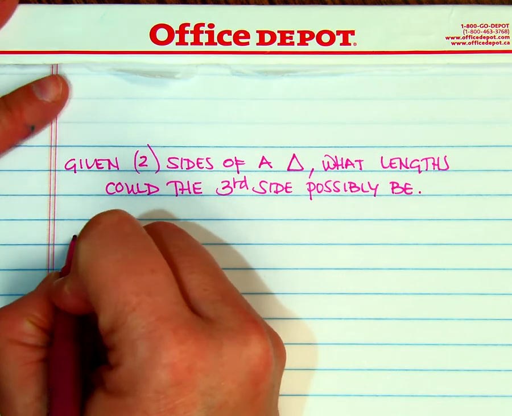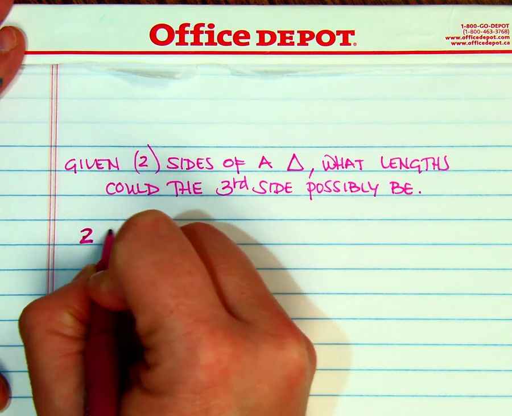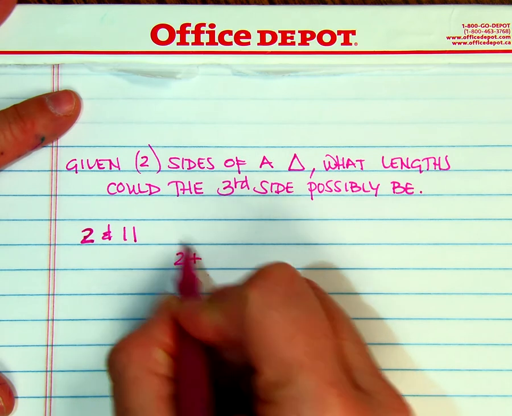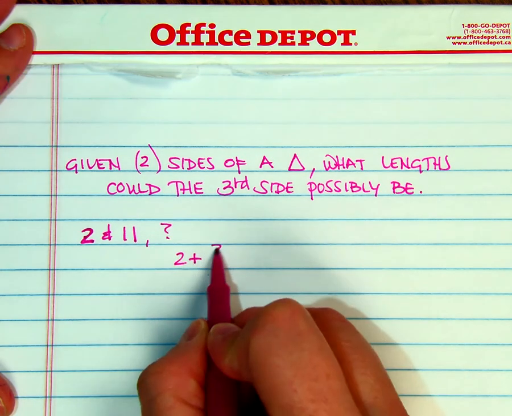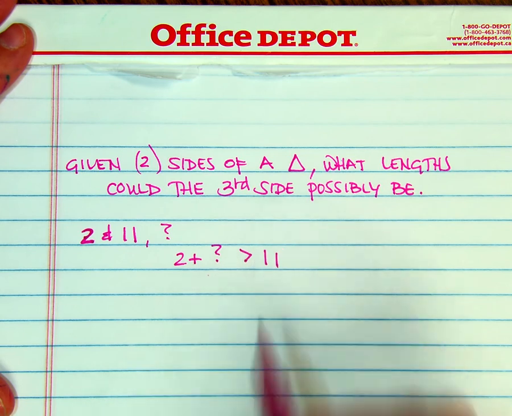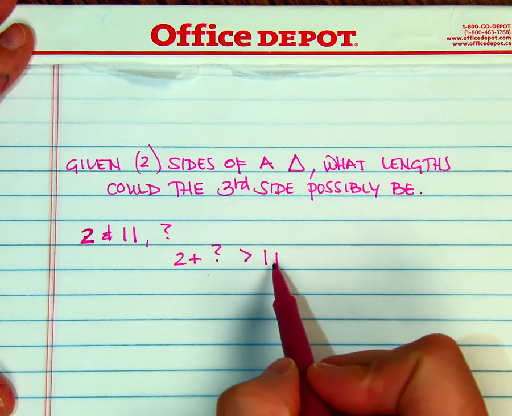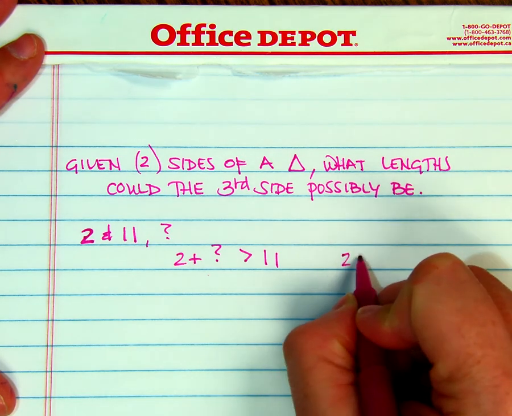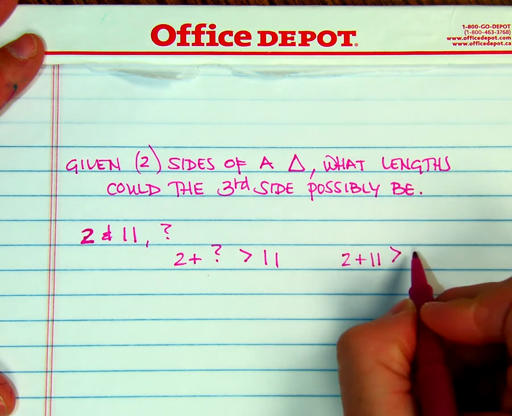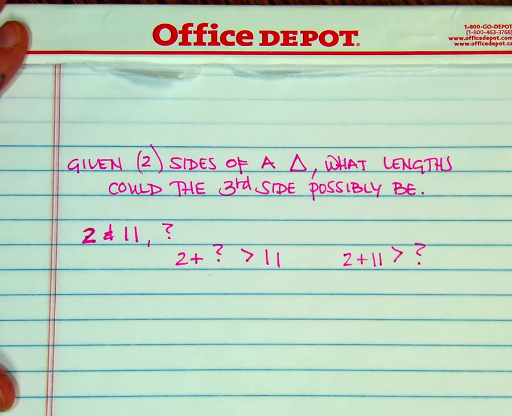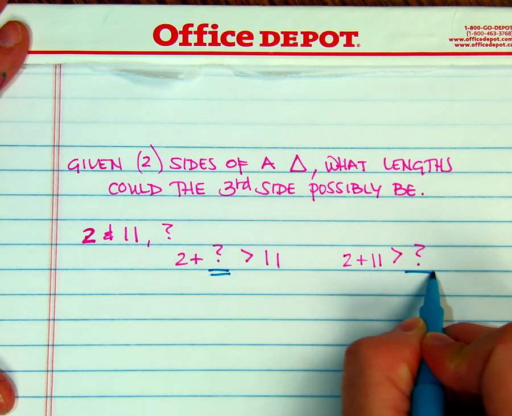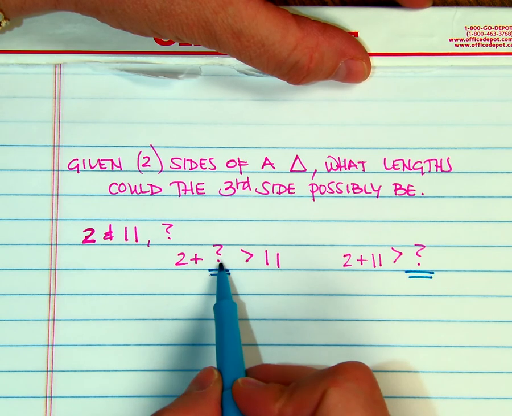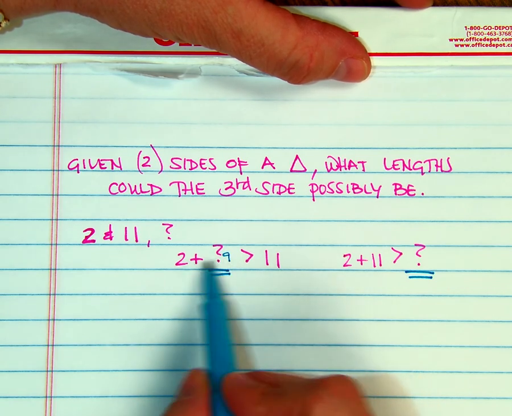So if I have lengths of 2 and 11, I know that 2 plus some missing side has to be greater than 11. But remember, we could also be adding the 11 to it because we don't know what the third side is. Or we could do 2 plus 11 has to be greater than some number. So this is what we are trying to determine. If I put an 8 in there, that gives me 10. That doesn't work. If I put a 9 in there, that does give me 11.